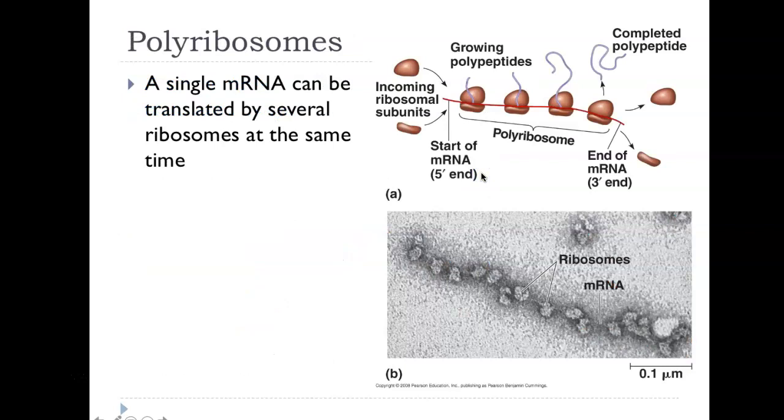I just want to make a little note here. Under polyribosomes, poly means many, ribosomes are ribosomes. This is something that is done for efficiency. I want you to write the word efficiency next to polyribosomes. One mRNA can be translated at the same time by several ribosomes, all at the same time.